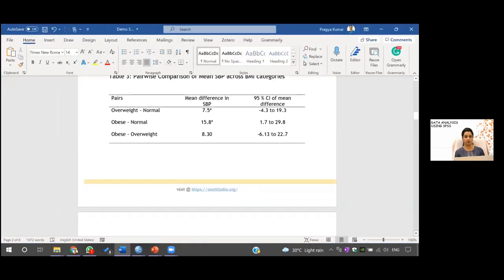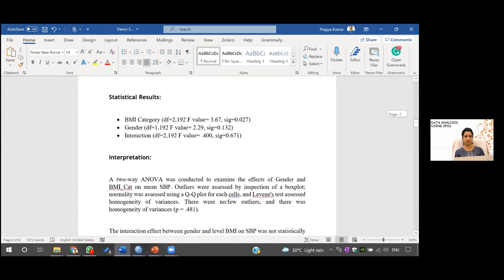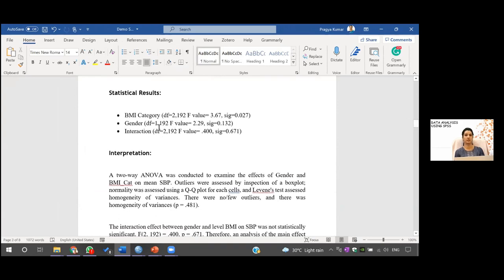I'll go down. This is again the same pairwise comparison and 95% confidence interval. You can see that the difference between overweight and normal, if you see the confidence interval, only the obese and normal is significant. Otherwise, the rest are not. So this is the statistical result.